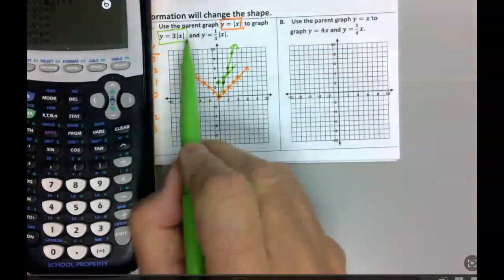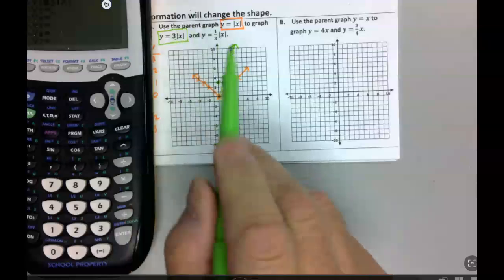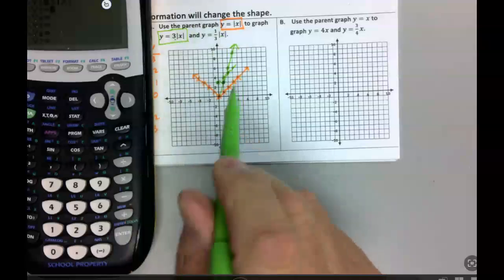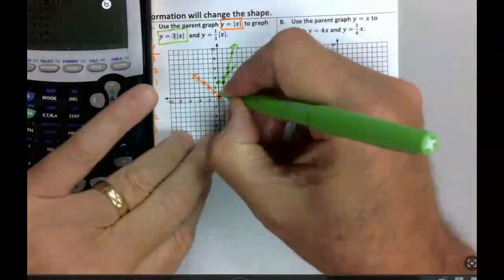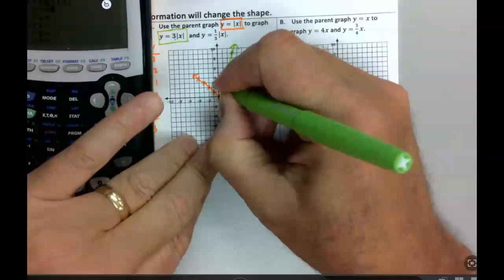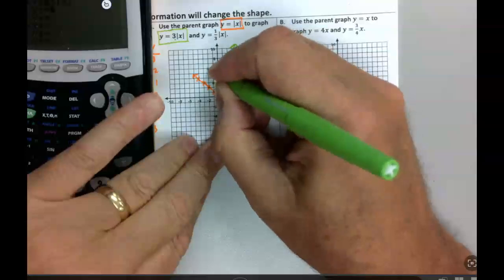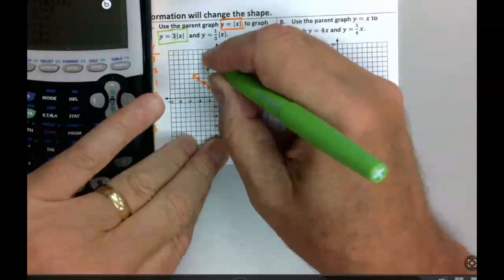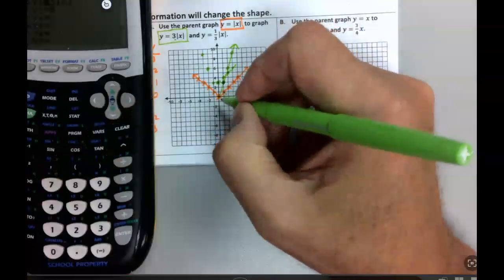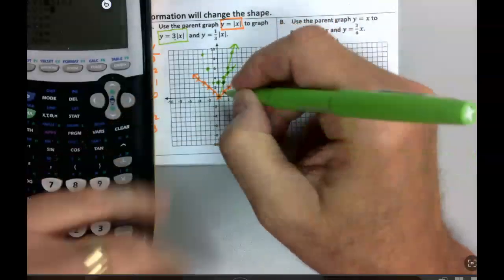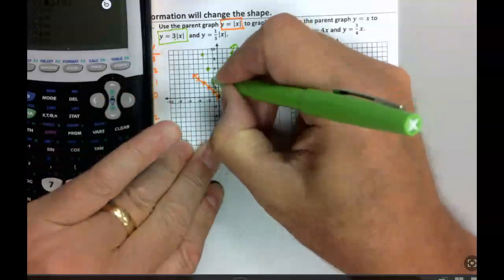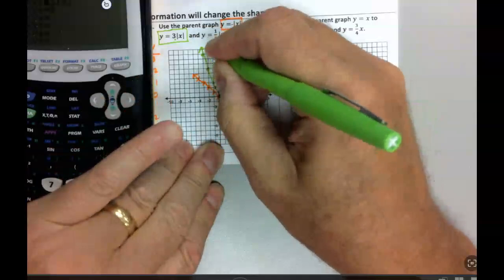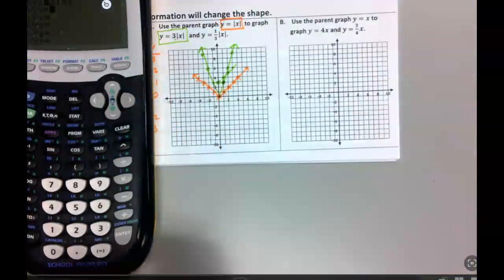This number out in front is like the slope. So you go up 3 to the right 1. Okay? And then on the other side, you're going to go up 1, 2, 3 to the left 1. Up 1, 2, 3 to the left 1. So it gets skinnier. So let's do the next one.